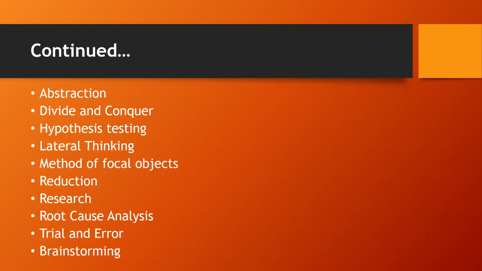The next is other strategies. Now, there are a few strategies which we will go through quickly. First is abstraction. What is abstraction? It allows you to create a general idea of what the problem is and how to solve it.